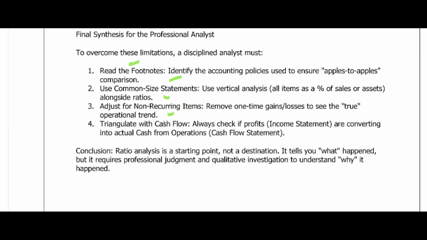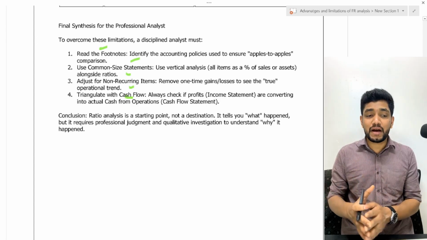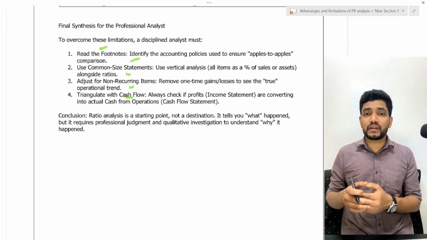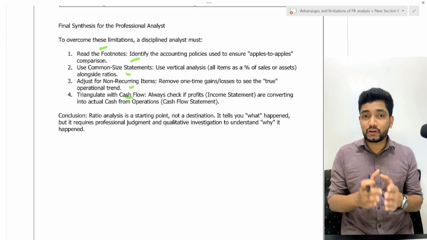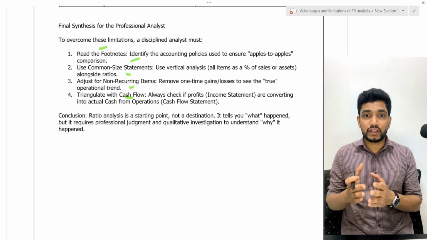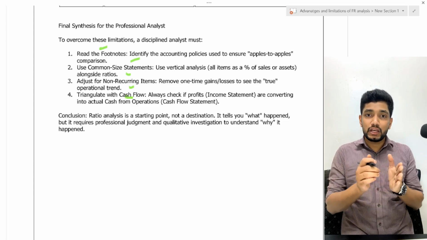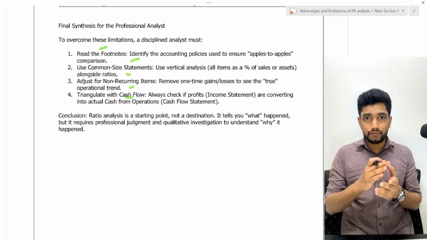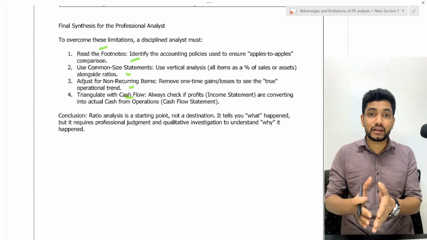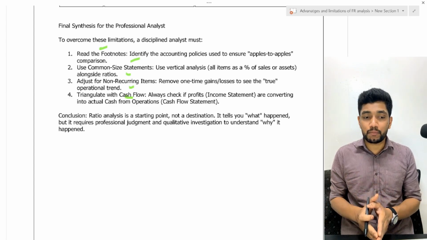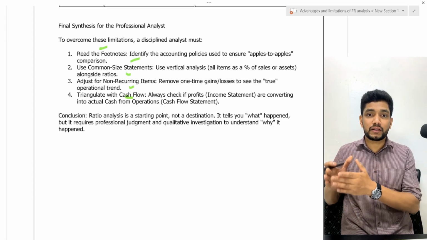Again, triangulate with the cash flow. That means if you are seeing big sales in the income statement, it should come as operating cash flow in the cash flow statement. If it is not coming, there is some issue with those sales. It may not be 100% sales, or there could be some quality issue with those customers. So these factors have to be considered. If the sales increase, the cash collection also has to increase proportionally. So we have to check the cash flow from operating activities to see if it is reflected in the cash flow statement as well.